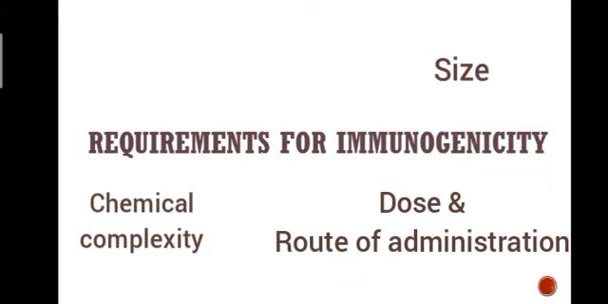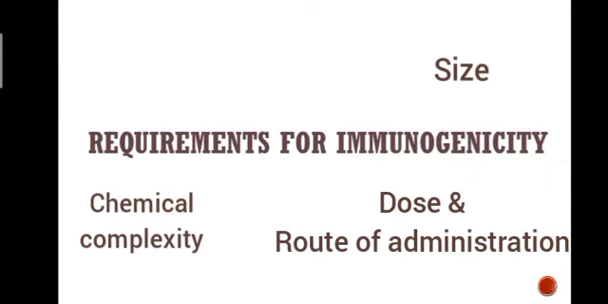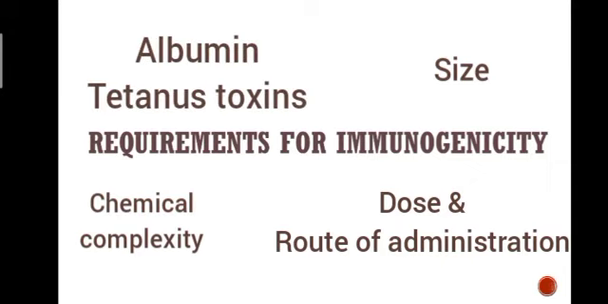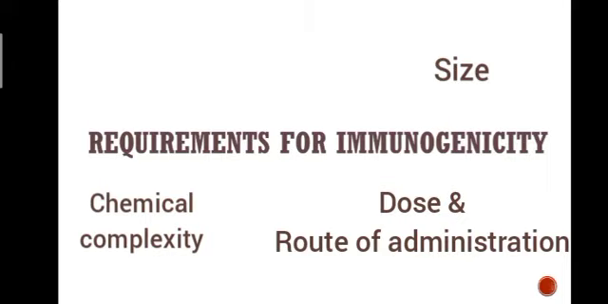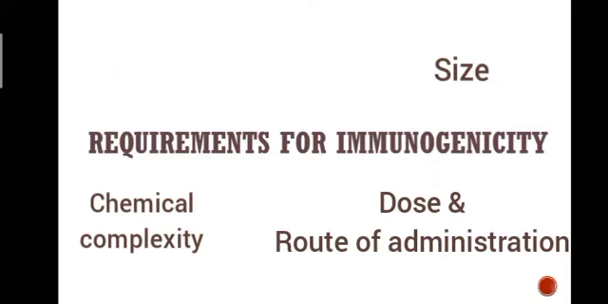be immunogenic. Those with molecular weight greater than 6000 Dalton, for example albumin and tetanus toxin, are generally immunogenic, and the most active immunogens tend to have a molecular mass of 100,000 Dalton or more. In short, relatively small substances have decreased immunogenicity, whereas large substances have increased immunogenicity.